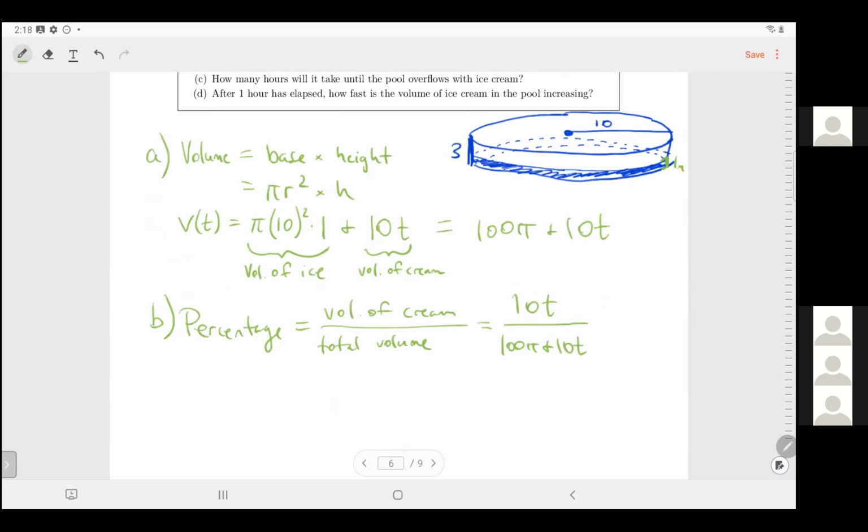Awesome. Keep in mind not to put the volume of the entire pool. It's asking for the percentage of the ice cream, not the percentage of the whole pool itself.